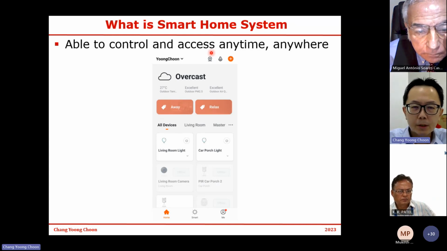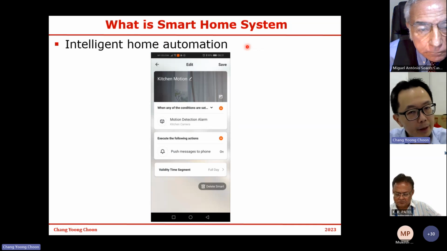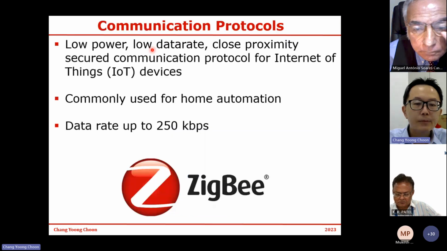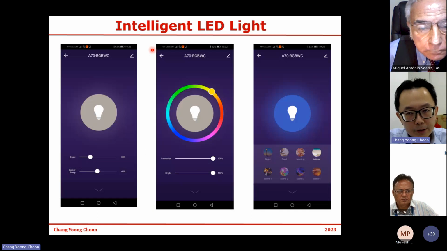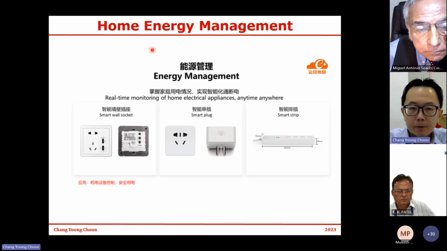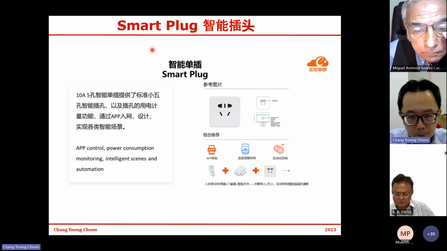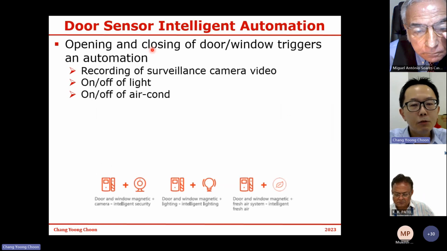But in Malaysia, and I believe the same thing goes for India, a lot of homes have fiber to the home. With fiber to the home, we can monitor the house condition. We are able to control and assess our house condition anytime, anywhere. We can do some home automation and the communication protocol in smart home. We can control the light. We can monitor the home energy management, the smart plug. So all these are not new.